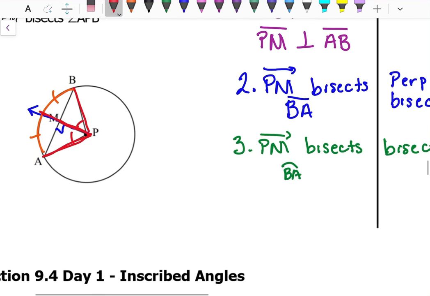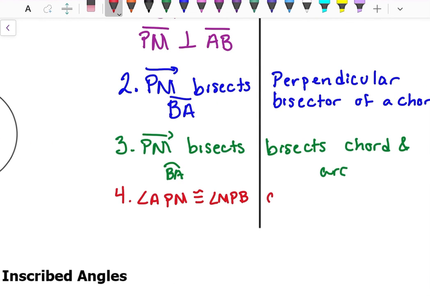So I'm going to say for my 4th step that angle APM is congruent to angle MPB because they are central angles of congruent arcs. So they have to be the same. They're the same central angle.